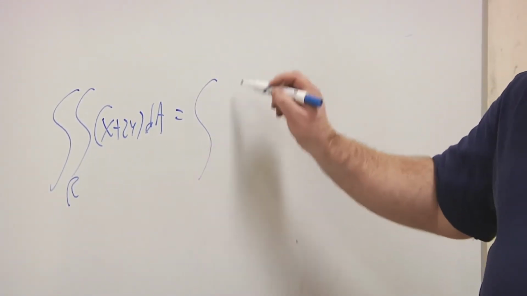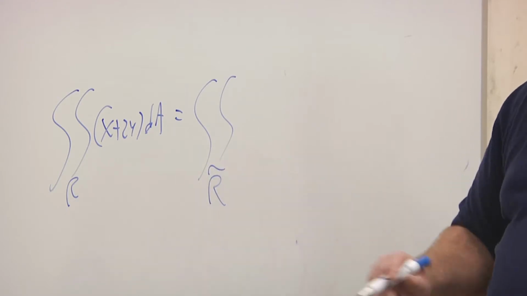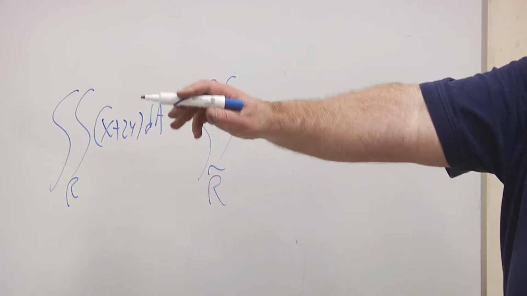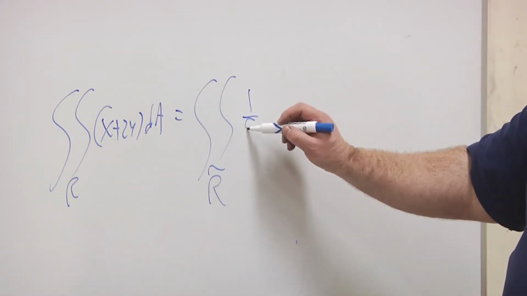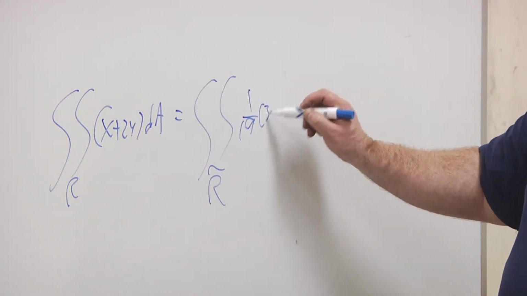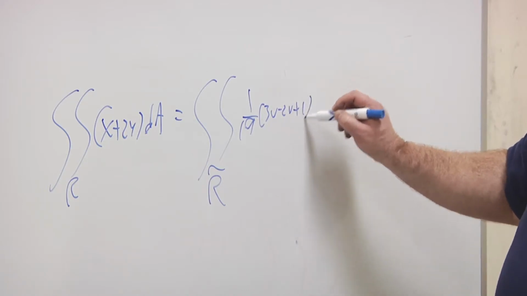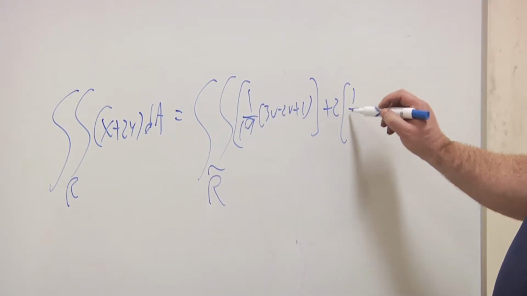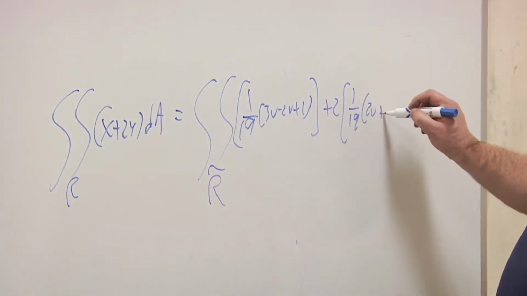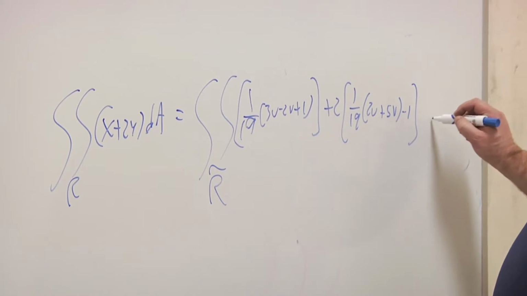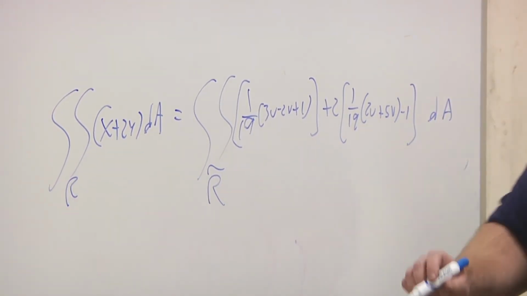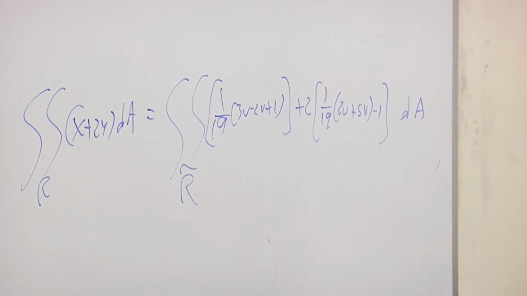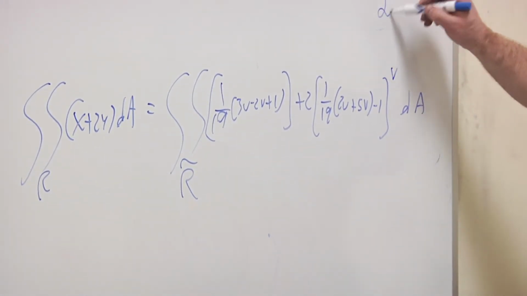So now we need to go over a new region, R tilde, which will turn out to be much nicer. And then for x, you can fill in what x is. That's your x plus 2y. Okay, and work out all that. Oh, and don't forget the Jacobian.